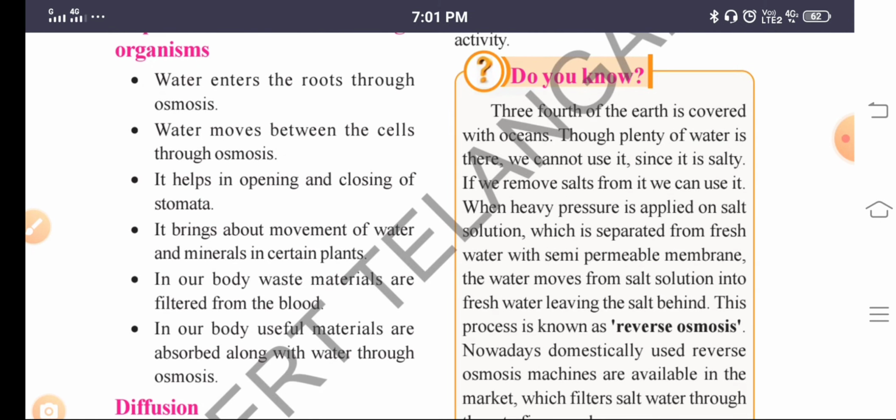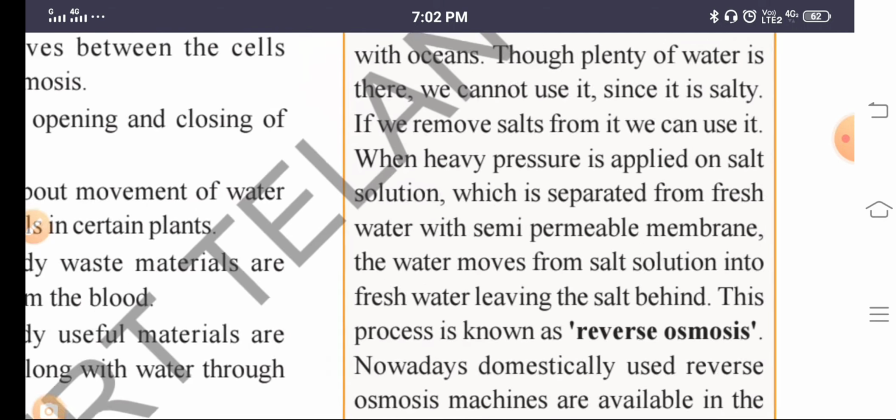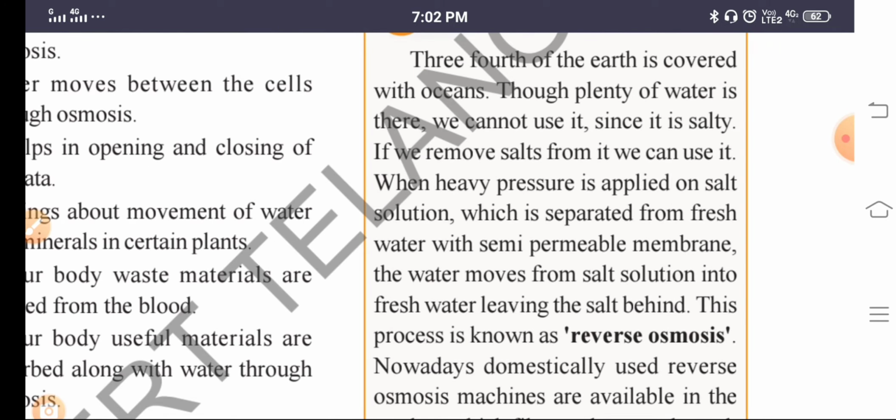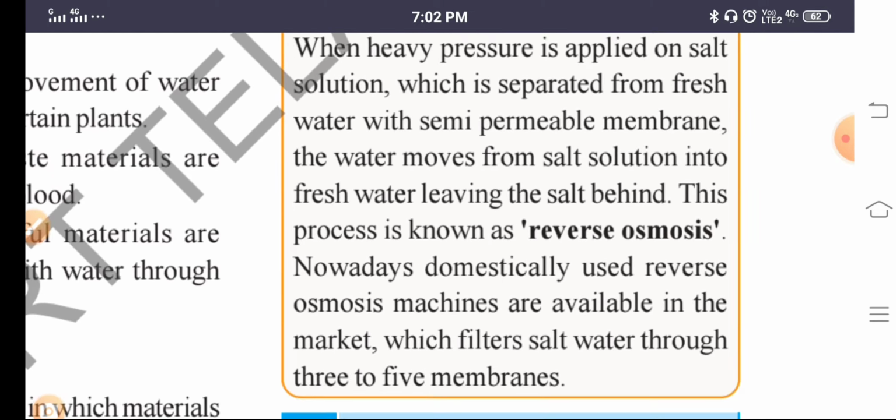Do you know that three-fourths of the earth is covered with oceans? We know that. If there is 70% water and 30% land, plenty of water is there, but we cannot use it since it is salty. All oceans are filled with salty water, so we are unable to drink it. So how can salt be prepared? Here, by reverse osmosis.